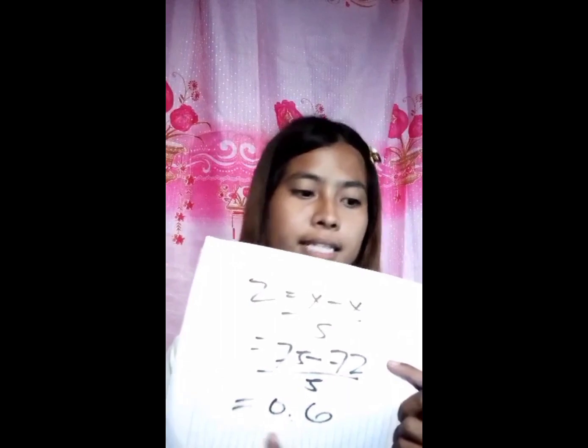Okay, let's proceed to the geometry test. For the geometry test with a score of 75, okay, 75 minus 72. Okay, this is for the geometry test. With a grade of 75, 75 minus 72 divided by 5, and the z-score is 0.6.